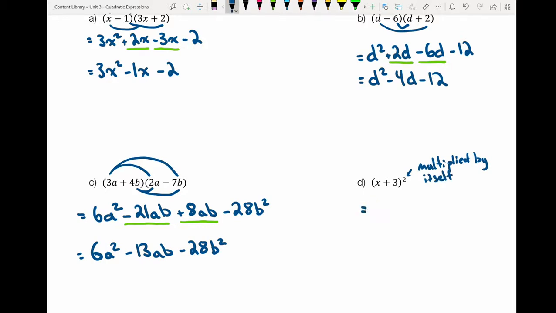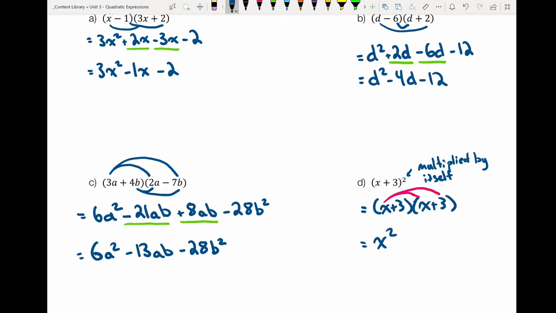So x plus 3 squared can actually be written as x plus 3 times x plus 3. And now we can go through and expand using our FOIL method. So x times x, let me just use a different color here. X times x gives you x squared.